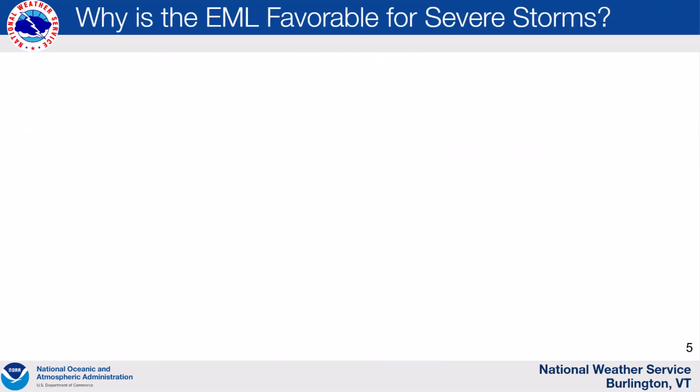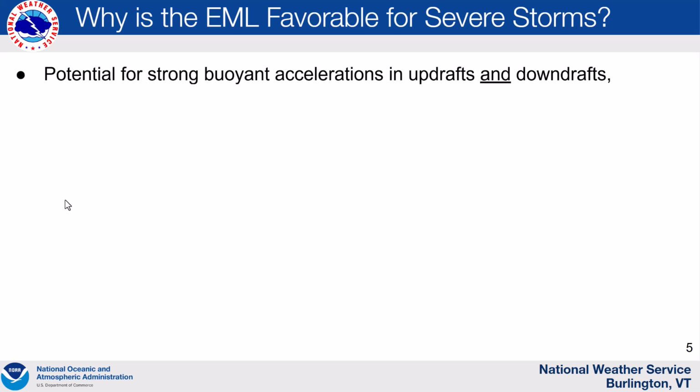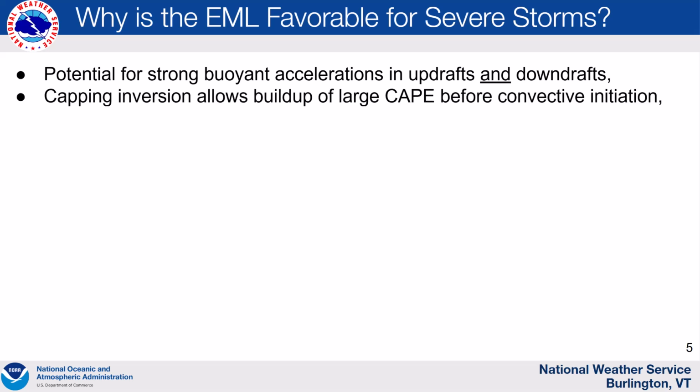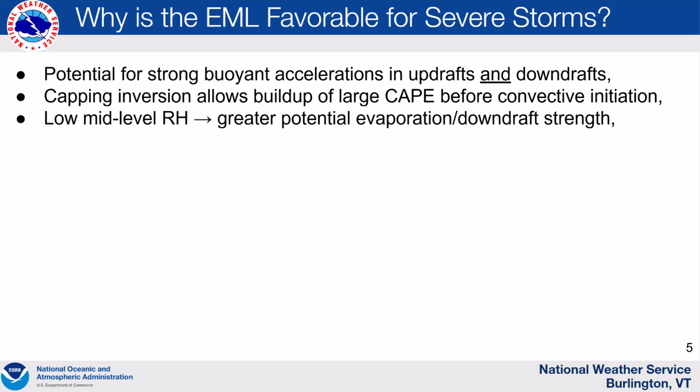So why is the EML favorable for severe thunderstorms? First, you have the potential for strong buoyant parcel accelerations in both updrafts and downdrafts. Second, prior to thunderstorm development, the strong capping inversion allows for the buildup of large CAPE before convective initiation, generally yielding stronger convective storms once the CAPE is ultimately released. Third, the low mid-level relative humidity contributes to greater potential evaporation and downdraft strength once thunderstorms are present.